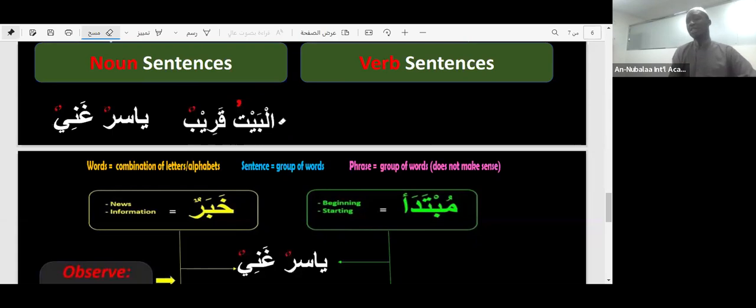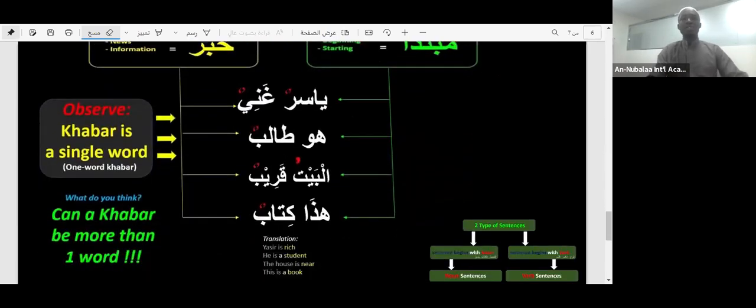And in a noun sentence, they have told you that the first noun would be the mubtada, while the other part would be the khabar al-mubtada. In this level, you call it khabar. So the first will be mubtada, while the other part is khabar. So we have Yasirun ghaniyun, Yasir is rich. Yasir is the name of a person, meaning that sentence is a noun sentence. You should observe that khabar is a single word here. We have Yasirun ghaniyun, khabar is a single word.